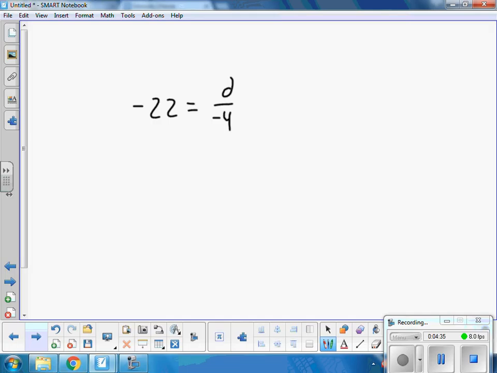So here we are. I'm going to look at the side with the variable, which is the right side. I see that I'm dividing by negative 4, so the inverse, or the opposite, would be to multiply by negative 4. When I do that, negative 4 over negative 4 equals 1, and that's what I want. I just want D. Negative 4 times negative 22, I end up with d equals 88, because a negative times a negative is positive.